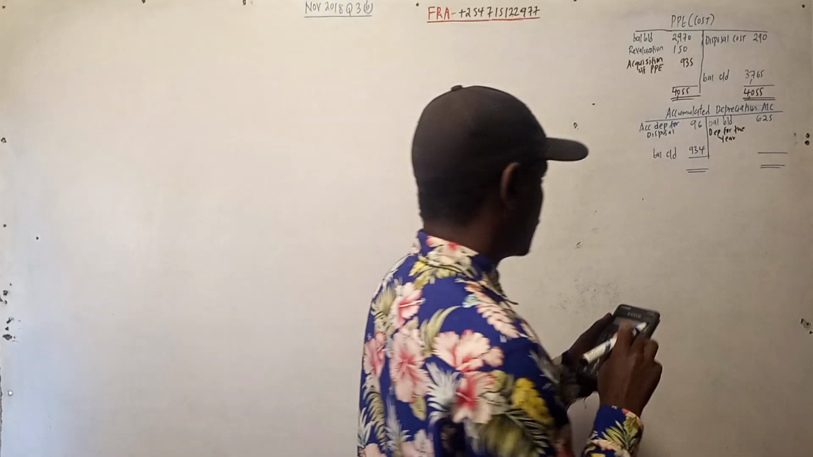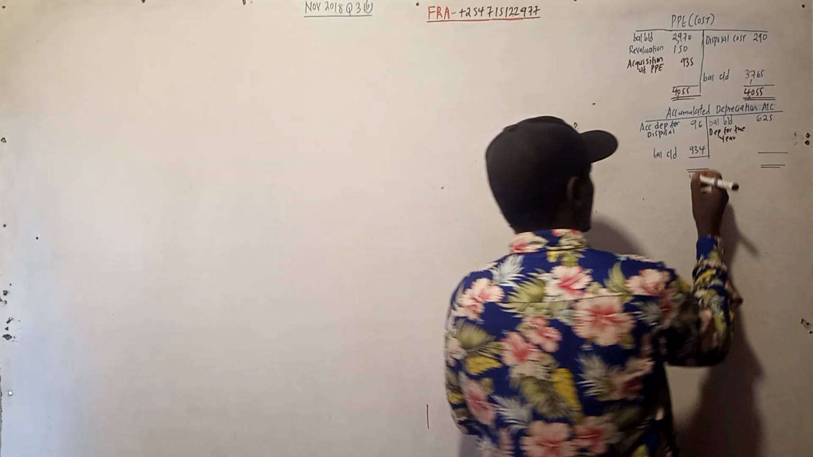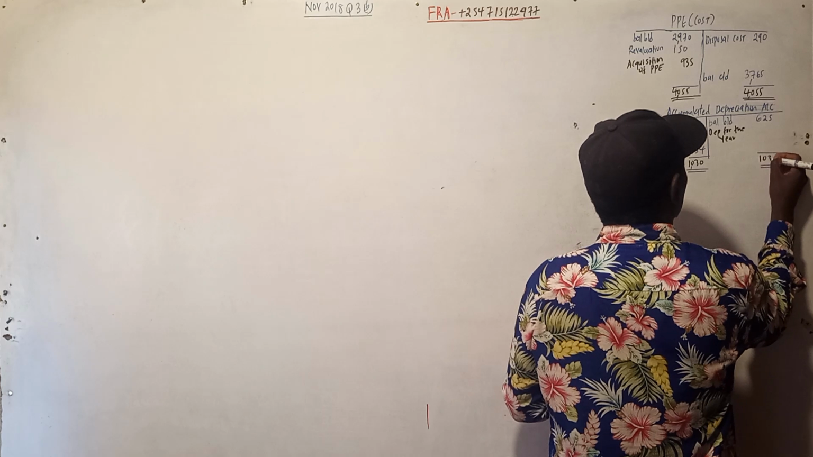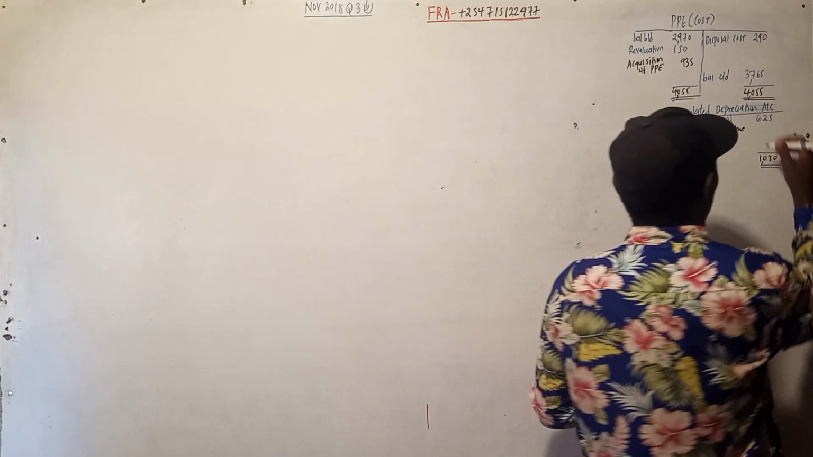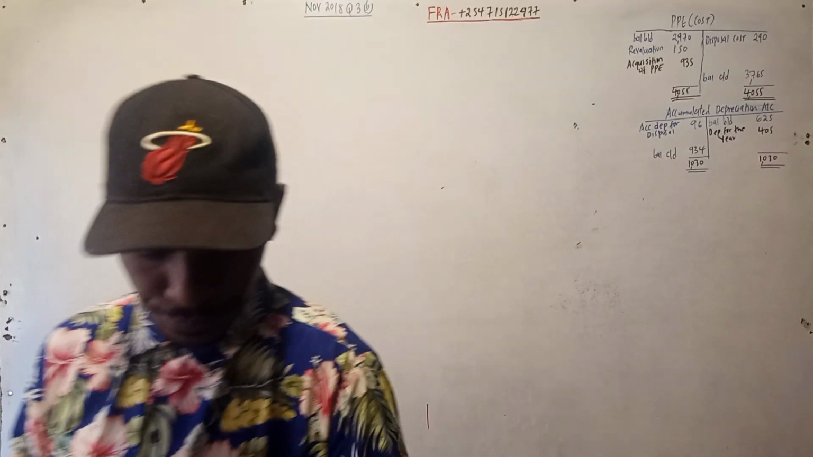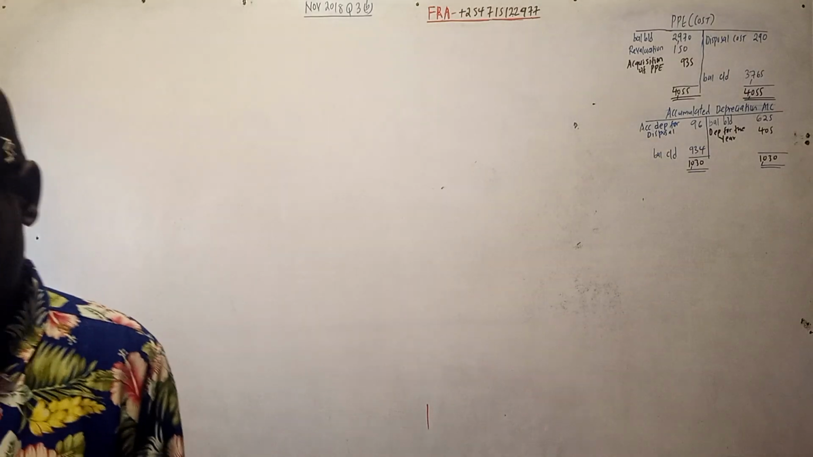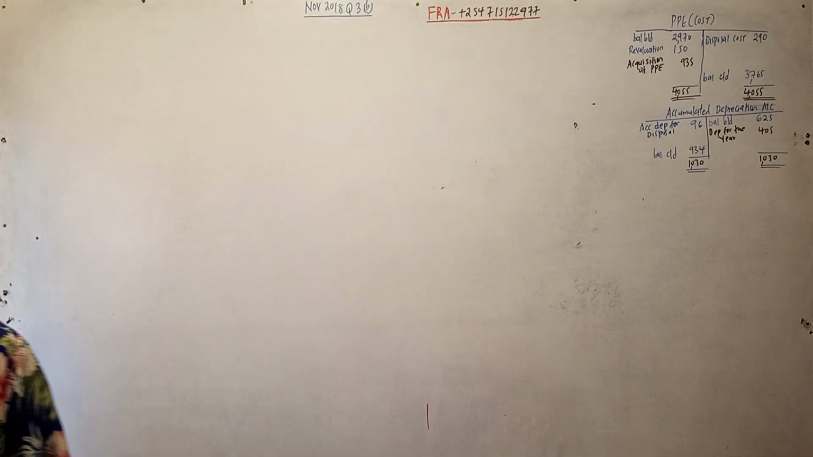So let's balance it. 934 plus 96 is 1030. So meaning the balancing figure is 405. So depreciation for the year is 405. So that is information number one. We have completed information number one. We can go to information number two.